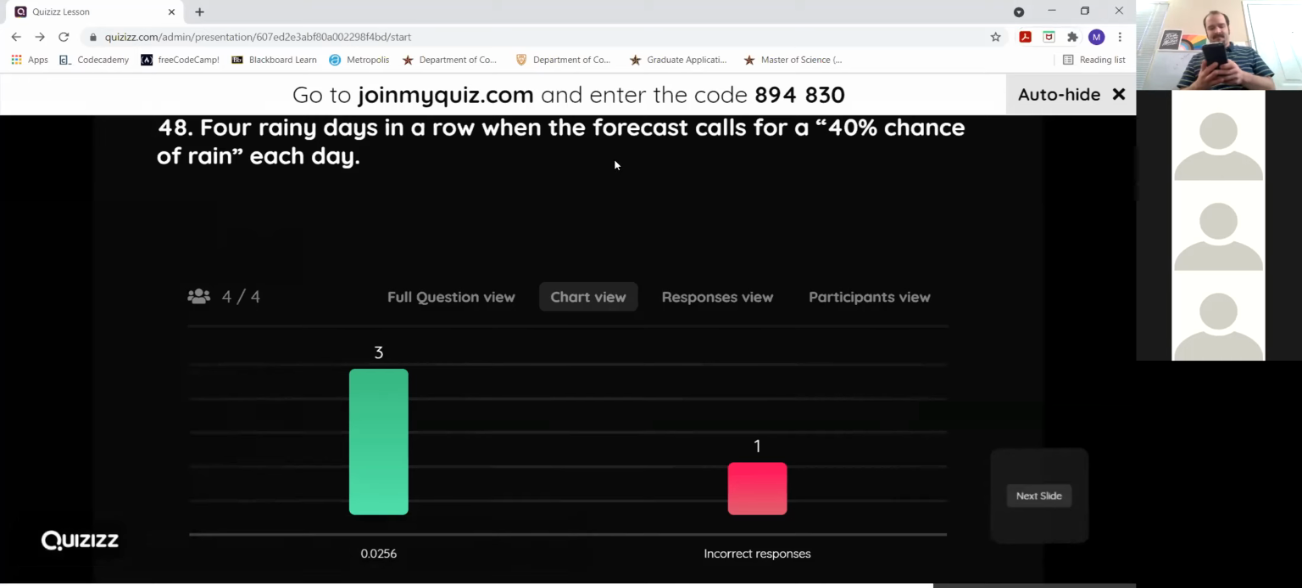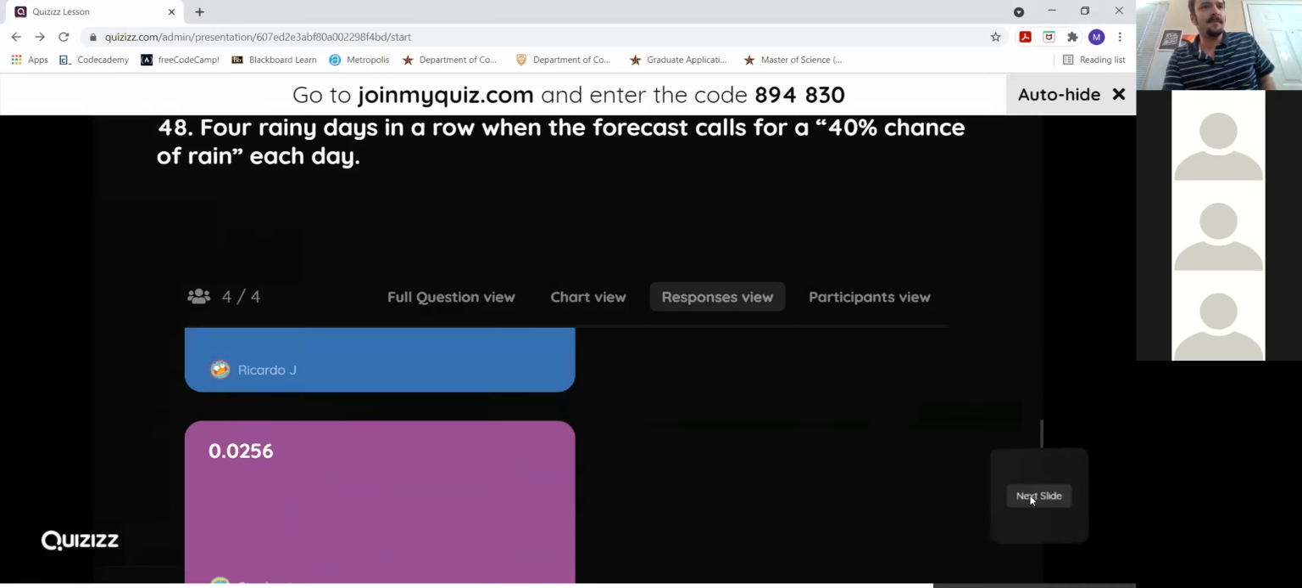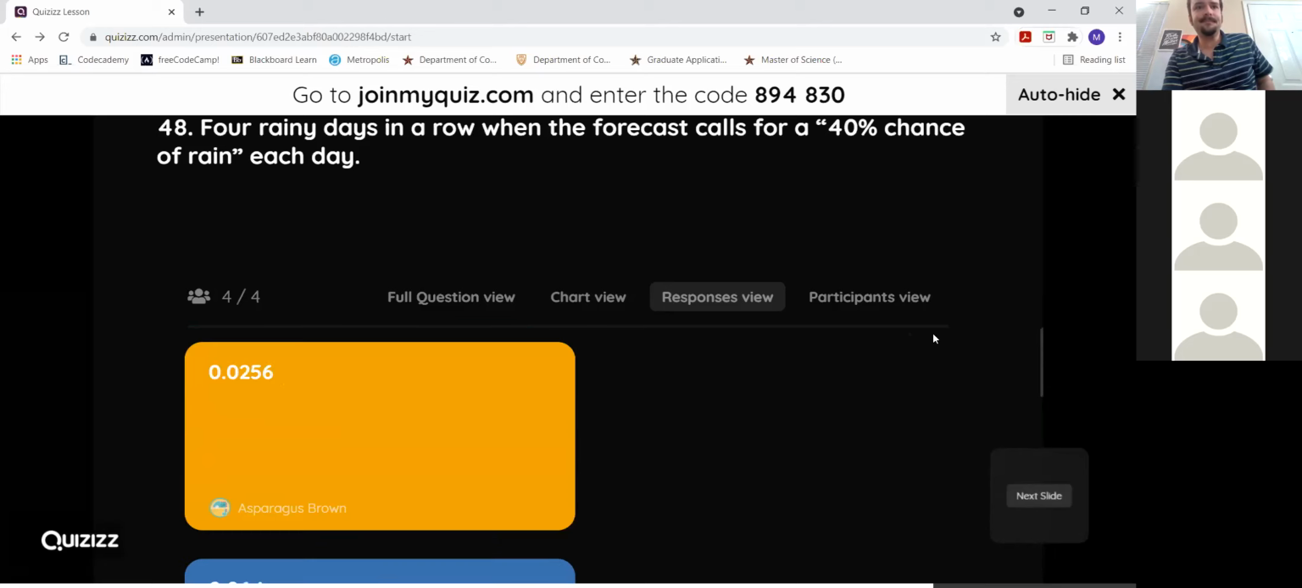What'd y'all tell me? Did y'all give me a fraction? 16 out of 625 should be the fraction. But it's 0.4 times 0.4 times 0.4 times 0.4. I think you might have missed one of the 0.4s if you got 0.064. Is that what happened? 0.4 times 0.4 times 0.4. Yeah, so you just missed the 4th day. I think you did 3 days.